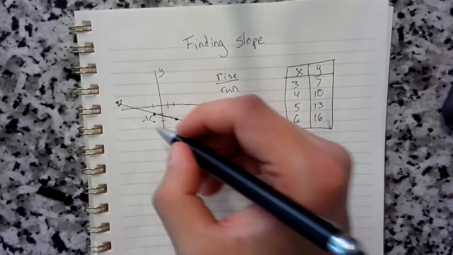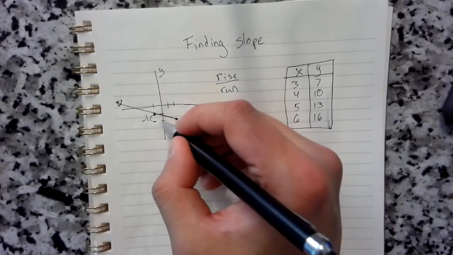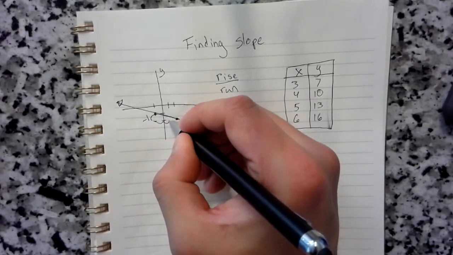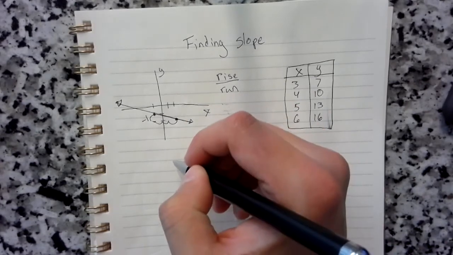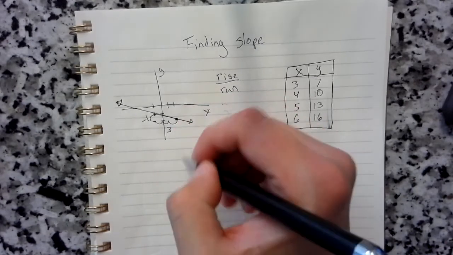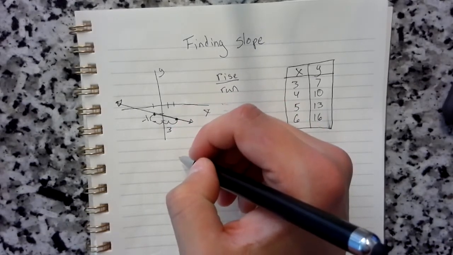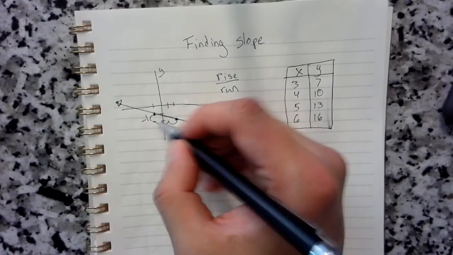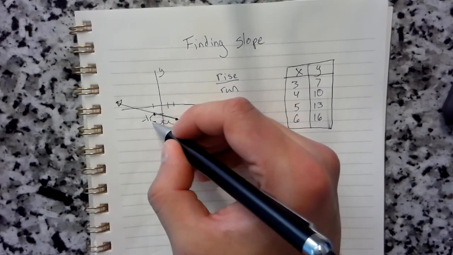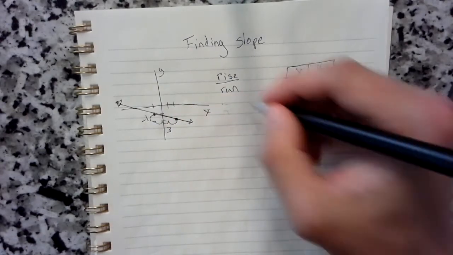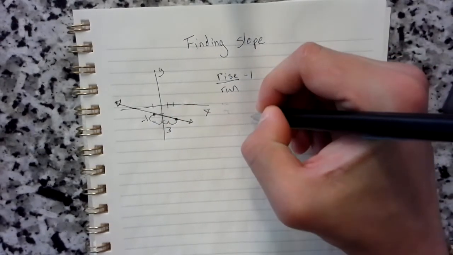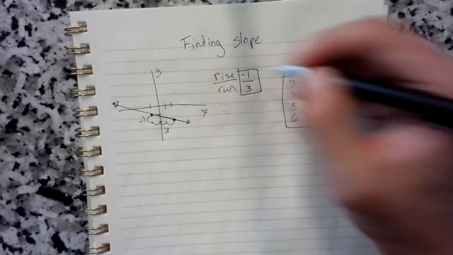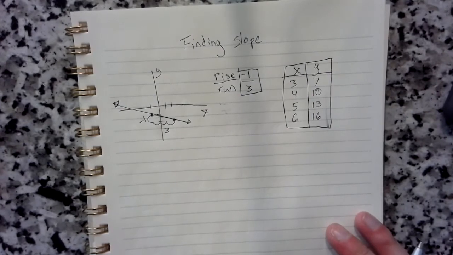Now our run, we're going to go over, and we're going to go all the way till we hit this point. So over 1, 2, 3 places. So our run is positive 3. Okay, the reason it's positive is because we counted to the right. So we went down 1, that's negative 1, and to the right 3, that's positive 3. So our rise was negative 1. Our run was 3. This is our slope, negative 1/3.